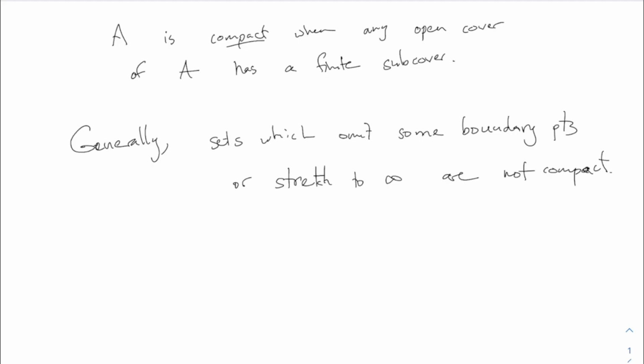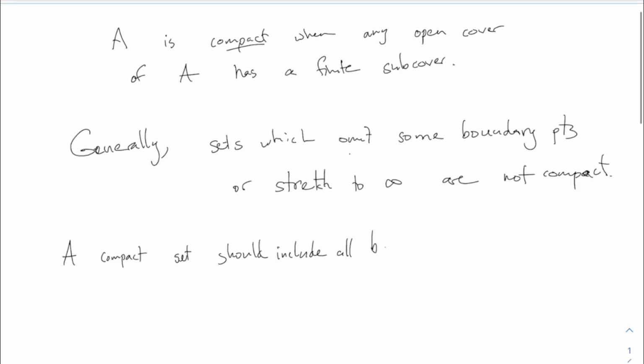Actually, if you believe me when I'm saying this, let me say the opposite then. So a compact set, this is still speaking in generalities, in somewhat vague terminology, should include all the boundary points, so that you can't do that trick where you make the open cover approach but not reach the boundary. A compact set should include all boundary points and not stretch to infinity.